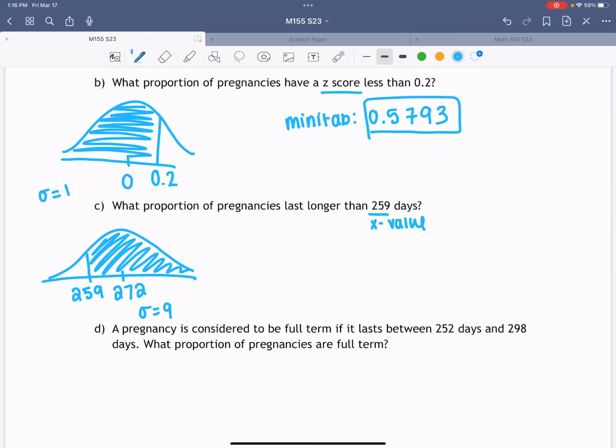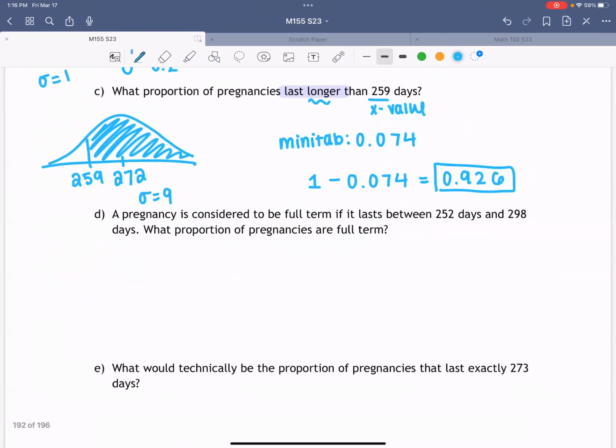Okay, well, that doesn't change what we're typing into Minitab. On Minitab, we have to type in 259 as our value, our mean as 272, our standard deviation of 9. If you type this on Minitab, you should have gotten 0.074. Is that our final answer? No, right? Because this is a longer than question, which means we have to do something else. What do we have to do? Yep, subtract from 1, right? So if it's a longer than question, just do 1 minus 0.074, and 0.926 should have been your answer. All right.